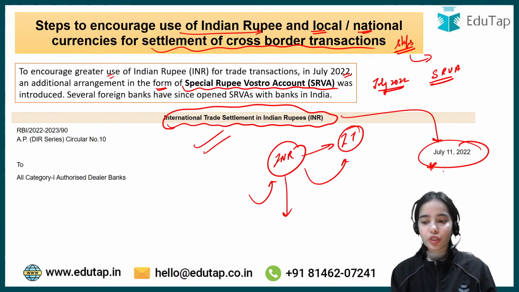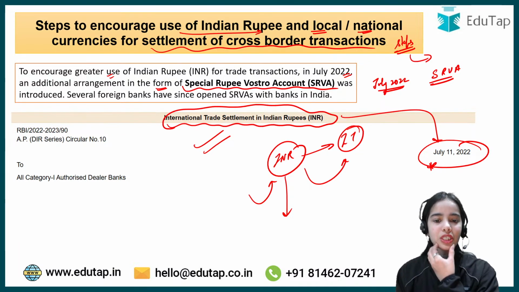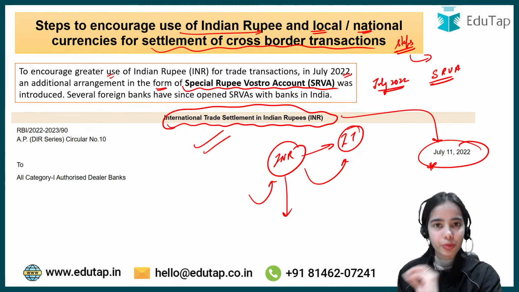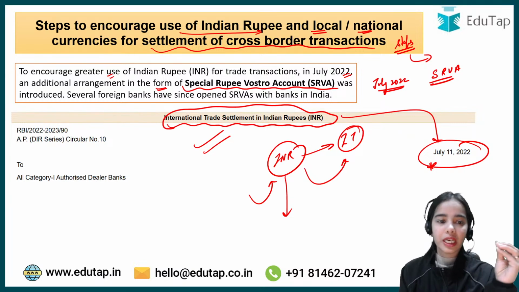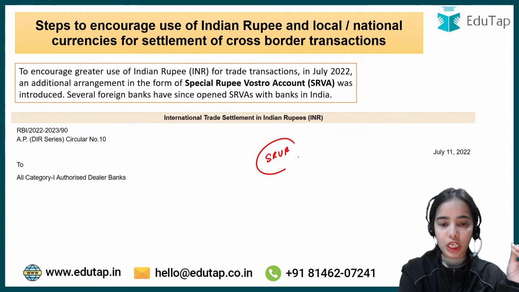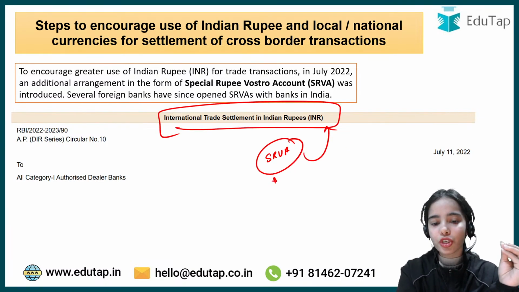So in July 2022, there was the notification, the circular released by RBI regarding international trade settlement in Indian rupees. From there, the concept of internationalization of the Indian rupee originated, that we have to internationalize the Indian rupee. Now, how many of you actually know about the special rupee vostro account? This circular talked about the special rupee vostro account.